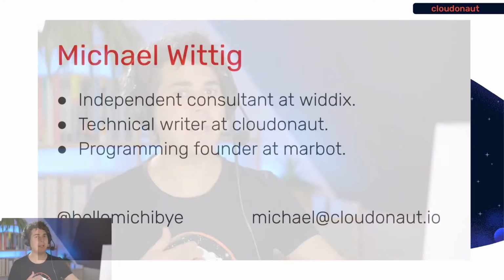Welcome to the first live event of cloudonaut. So we are going to look into how you can record AWS API calls on EC2 machines to improve your IAM policies. My name is Michael Wittig.